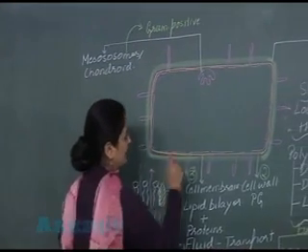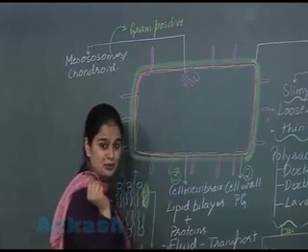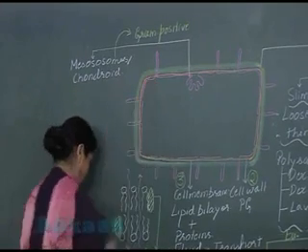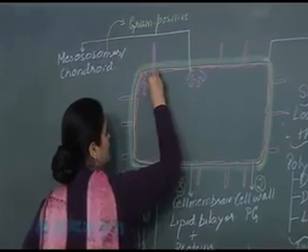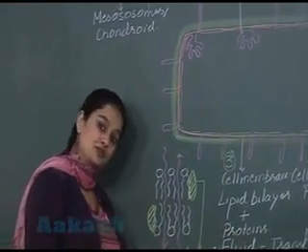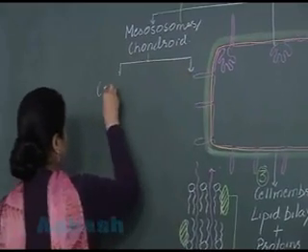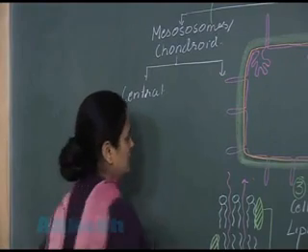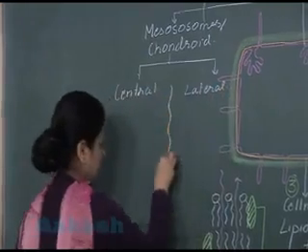How does the positioning of the mesosomes look here? Inside the center. This is the central mesosome. But the mesosomes can also be positioned on the sides. If the mesosomes are positioned on the side, they are known as lateral mesosomes. So two types of mesosomes are there. The one in the center is the central mesosome, centrally positioned. The one on the sides is the lateral mesosome.